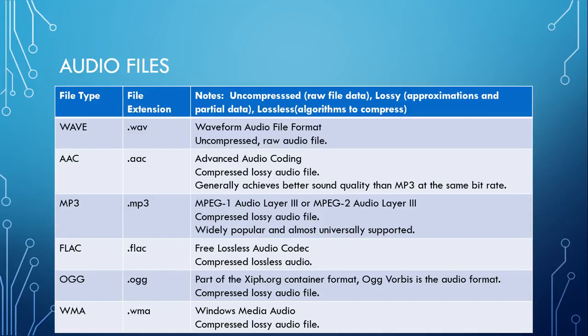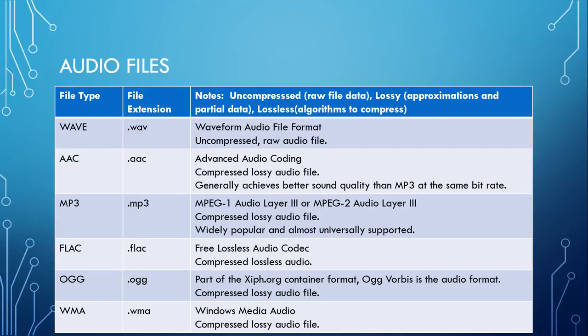Then we have OGG, which is part of the Xiph.org container format. OGG Vorbis specifically is the audio, and this is a compressed lossy audio file. Now, the interesting thing about OGG is that, because it's a lossy format, the sound compression that is used makes the quality a lot better than what MP3 can produce. But because it's not sold and marketed, it's one of these open source projects, it doesn't necessarily have as much traction as MP3.